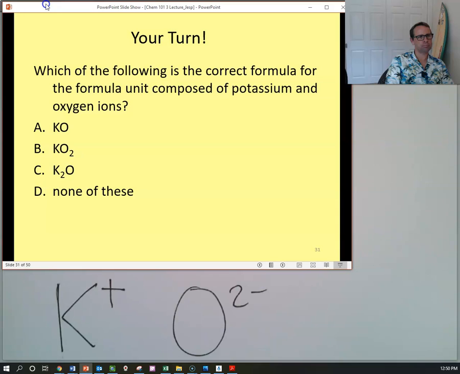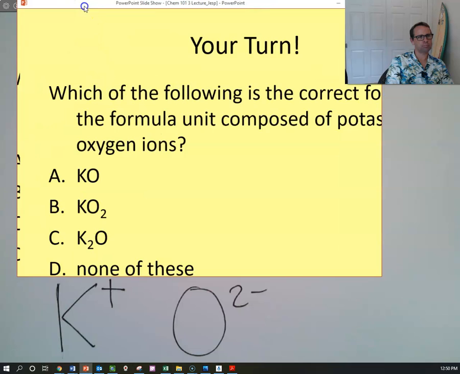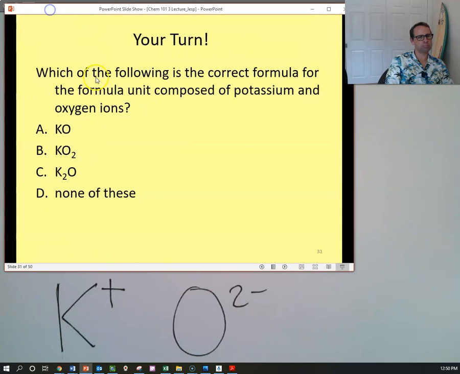Now, when these come together, what is the resulting compound going to be? It's going to be a KO. So is it KO, or is it KO2 or K2O? Remember how we can use our crisscross rule? Oh, that's right. That's right. So, yeah, K2O. Very good. Excellent job.